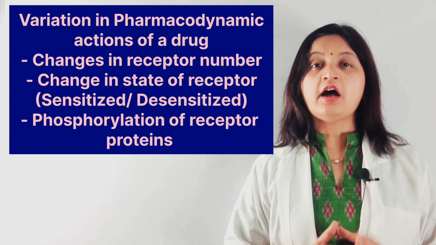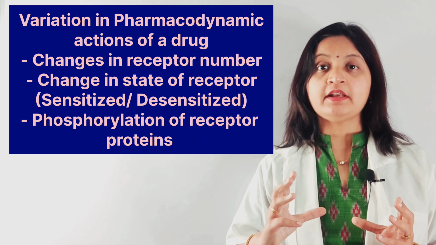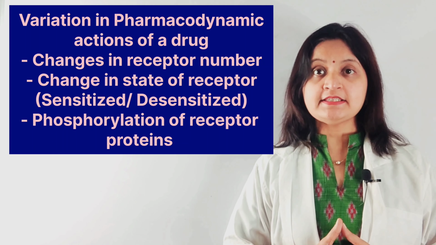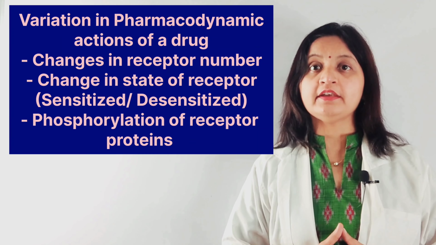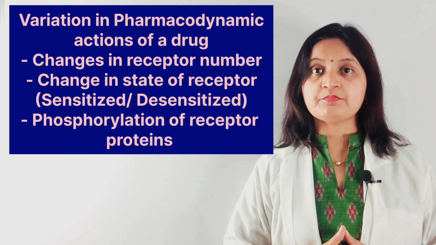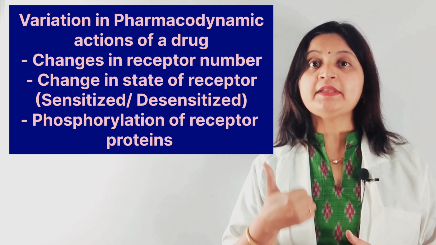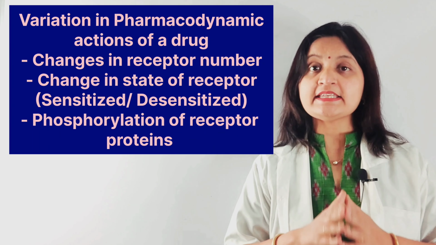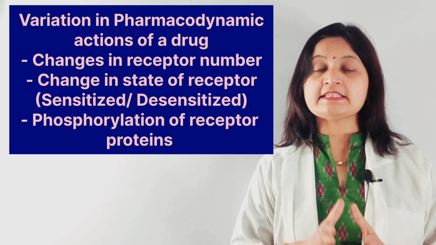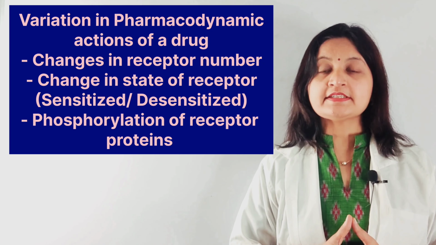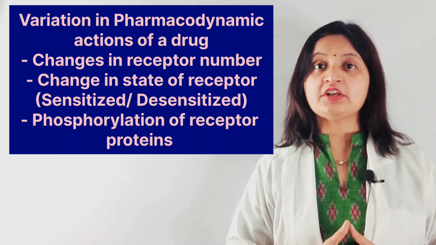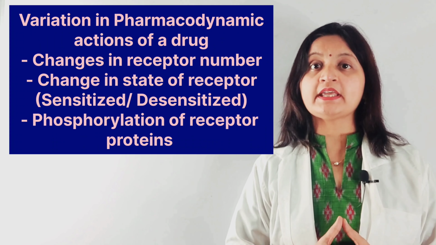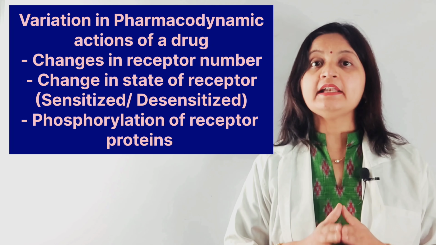For example, a drug binds to the receptor, activates the receptor, sends a signal to the affected organ, which in turn produces a drug response. Changes in the receptor number, the state of the receptor, whether it is in a sensitized state or a desensitized state to the agonist, and phosphorylation of the receptor, the coupling proteins, the signaling proteins can lead to decreased response or lack of response.